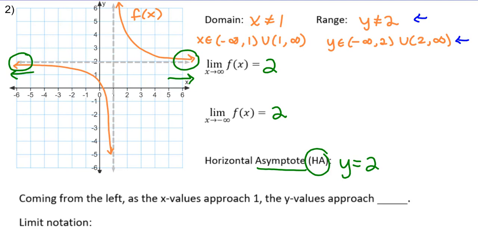Okay, coming from the left, as the x values approach 1, the y values approach what? Coming from the left.